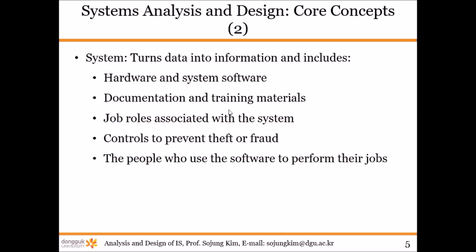Right, and let's talk about the system. A system usually turns data into information, right? And that includes these five items. First, hardware and system software. Second, documentation and training materials. Third, job roles associated with the system. Fourth, controls to prevent theft or fraud, right? And the last one is the people who use the software to perform their jobs.